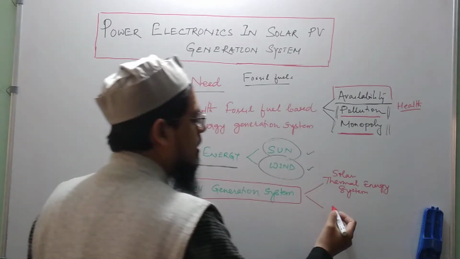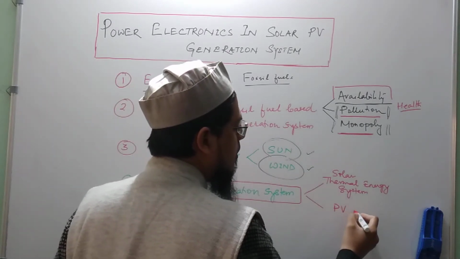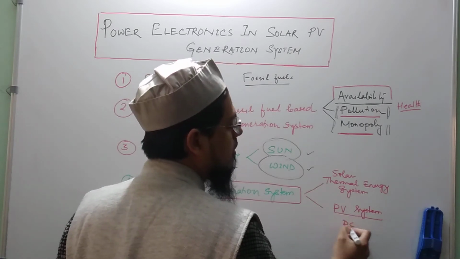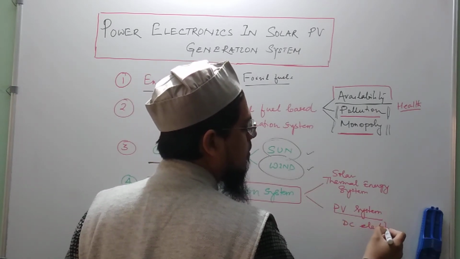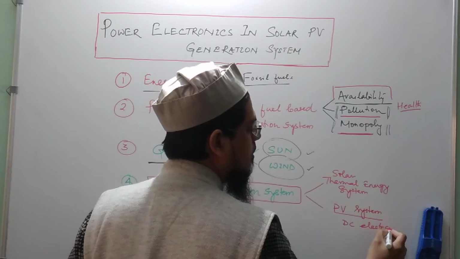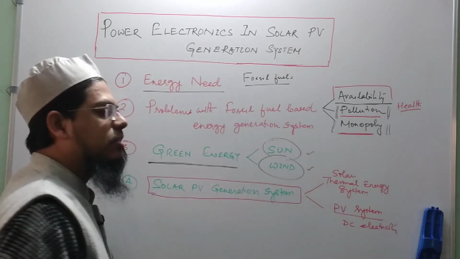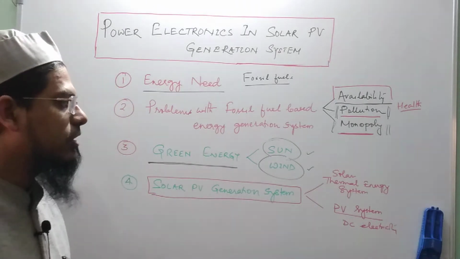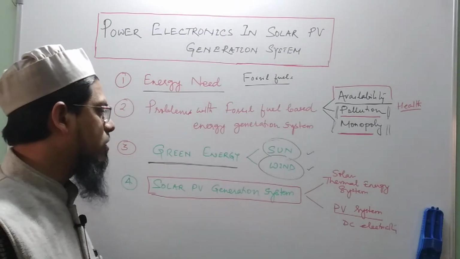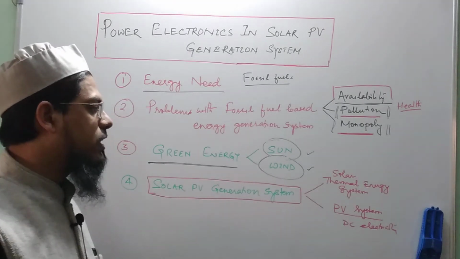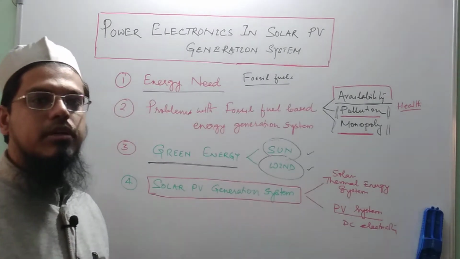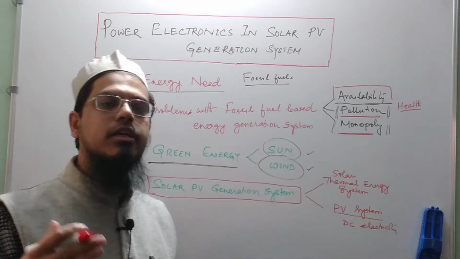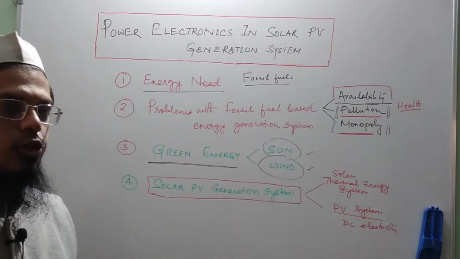The second way is to directly convert the sunlight into DC electricity, by way of a photovoltaic generation system. That is a good thing about the solar PV generation system, that there is no intermediary step in converting sunlight into electricity. It gets directly converted into electricity.